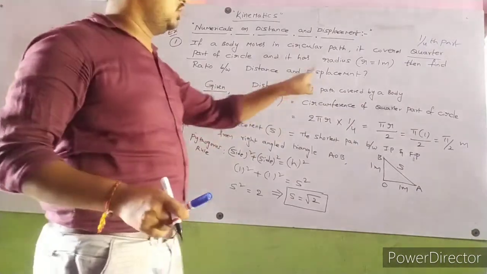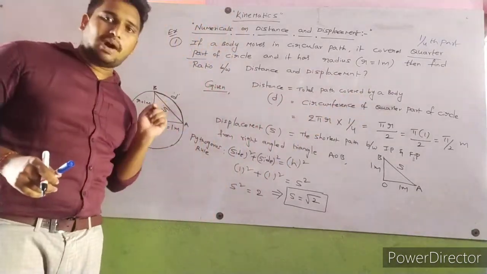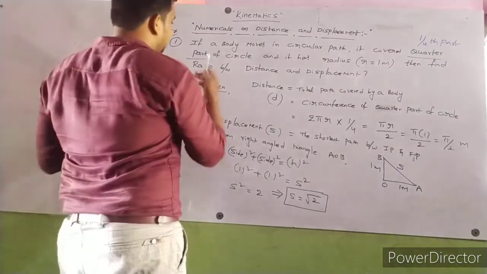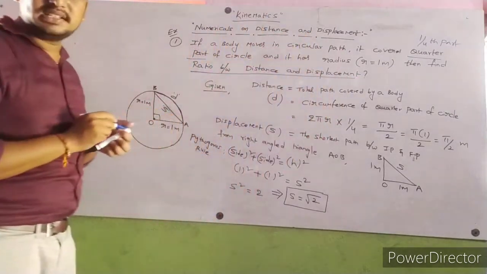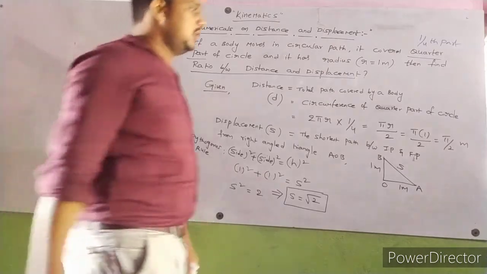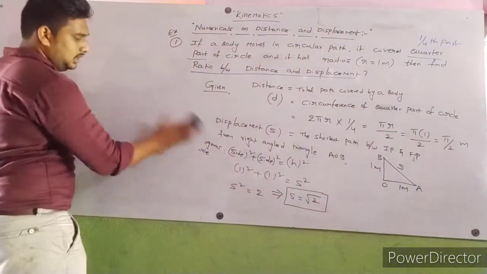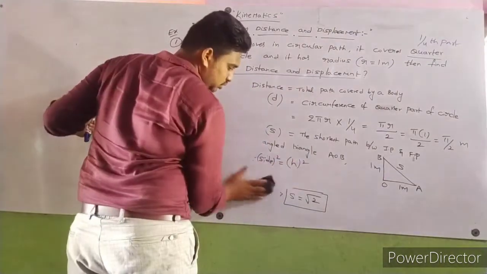Distance d is equal to pi by 2. So what do we want here? We need to find the ratio between distance and displacement from this question. So the distance to displacement ratio we need to find here. I'll drop this one. Displacement is root 2 here.